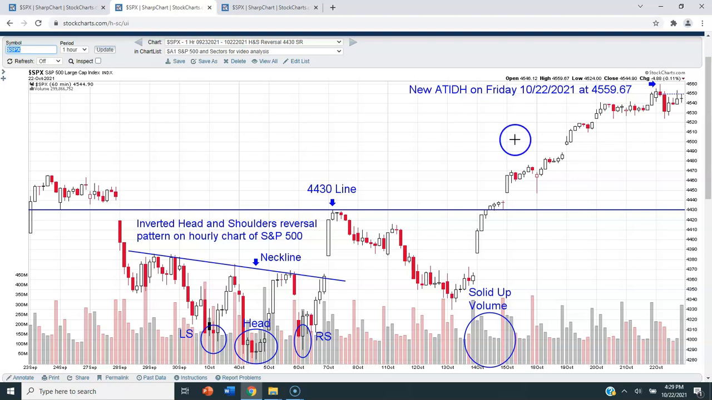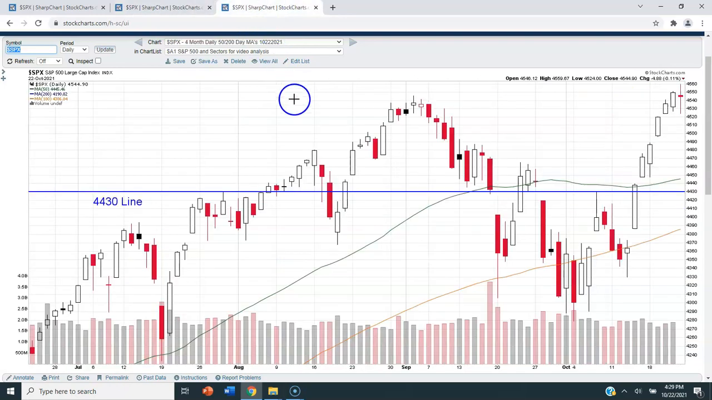So take it for what it's worth. But that's something to really, really remember and understand. Okay. Don't invest in the economy. We invest in the stock market. Therefore, we need to pay attention to what the stock market is telling us, really at the exclusion of everything else. Now, here's that 4430 line again.